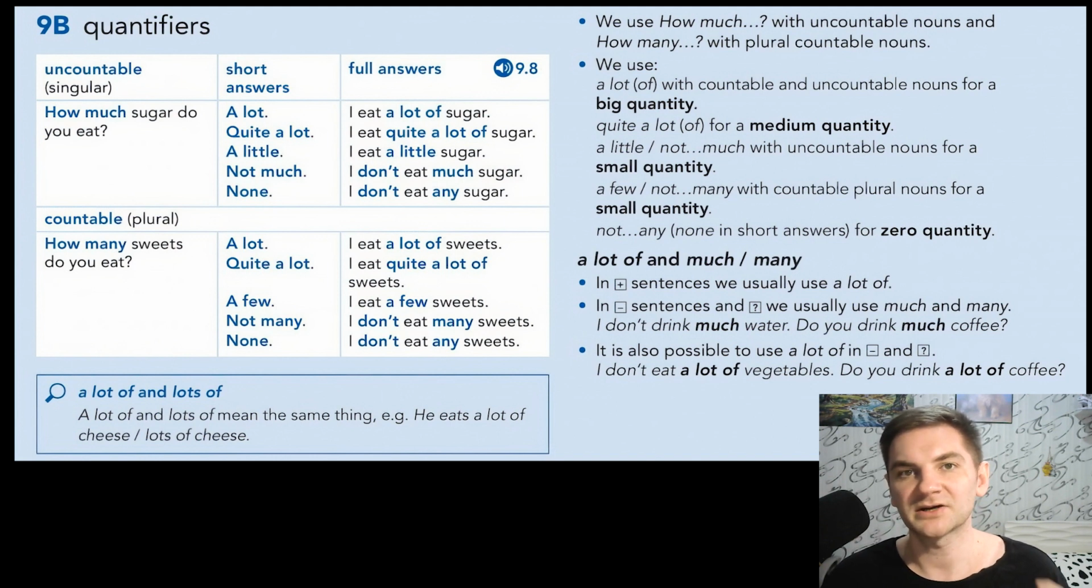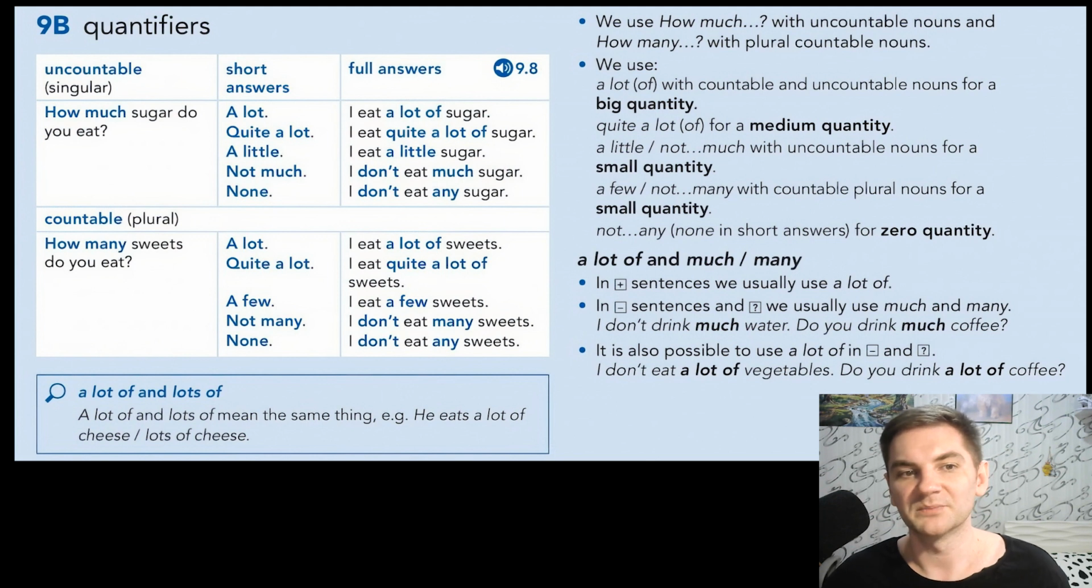Идем дальше. Следующий кружочек. Мы используем how much с неисчисляемыми существительными и how many с исчисляемыми существительными. И how much, и how many обозначает просто вопрос «сколько?». Мы также используем a lot of и с исчисляемыми, и с неисчисляемыми существительными, чтобы показать большое количество. Quite a lot of – это какое-то среднее количество. A little, либо not much мы используем с неисчисляемыми существительными для того, чтобы показать маленькое количество. А not any, либо none, и в таких коротких ответах это чтобы показать, что вообще чего-то нет, то есть ноль.